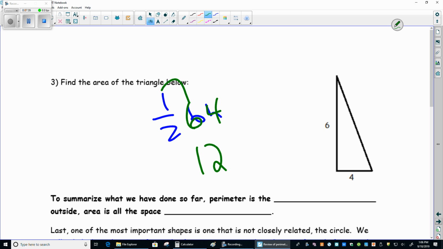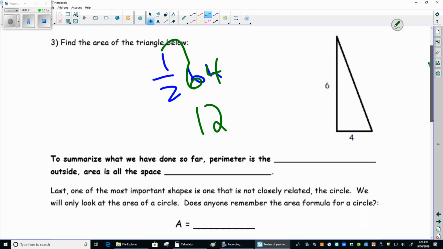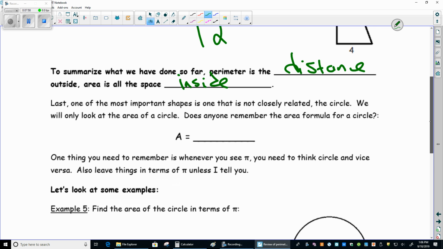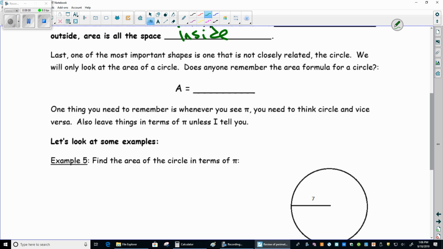All right, so to summarize what we've learned so far, perimeter is the distance outside, and area is the space inside. The big one. The one that we're really going to talk about a ton this year, though, is going to be this next thing. We're going to talk about circles a lot. They love circles in this chapter, or in this, I guess, grade. We're going to talk about spheres and cylinders and cones and stuff like that.